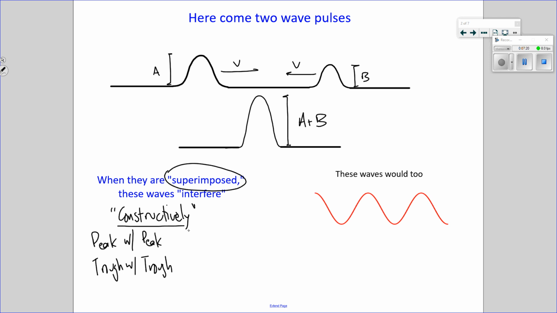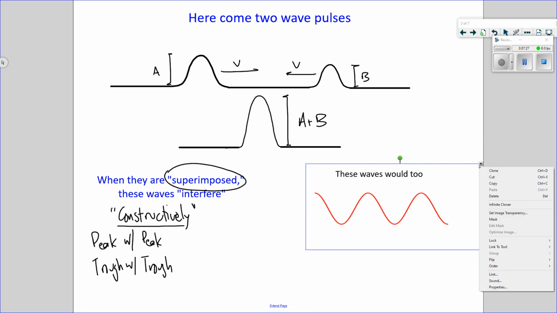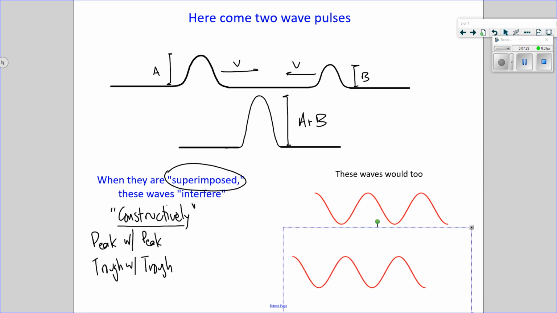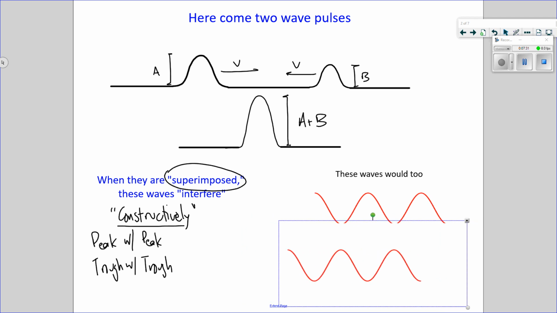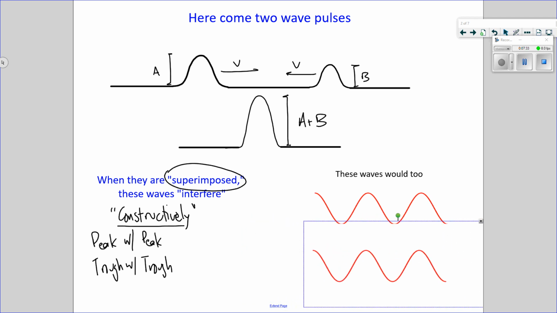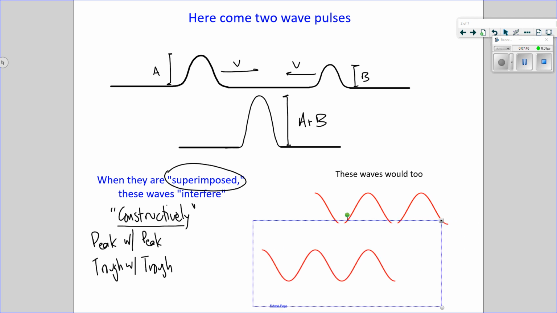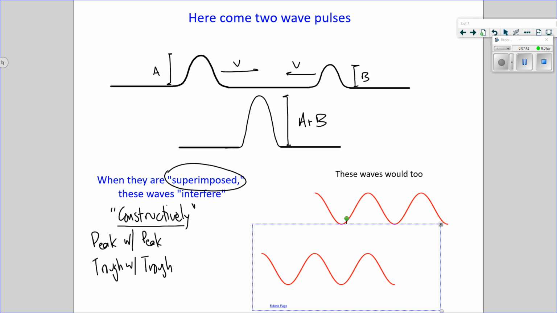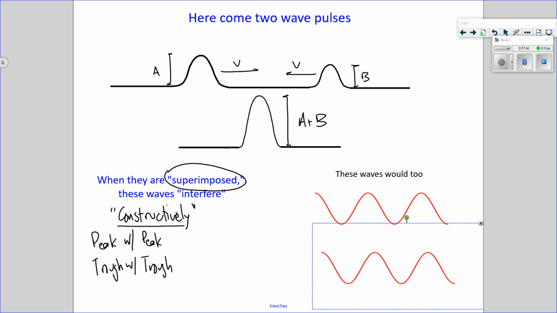And look, we could have these two waves. I can take two different waves, clone, and I could have these waves interfere constructively if they look like that, right? If we have peaks lining up with peaks, or troughs lining up with troughs. As long as these waves match up feature for feature, then we get what's called constructive interference.